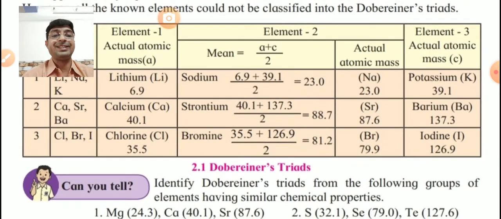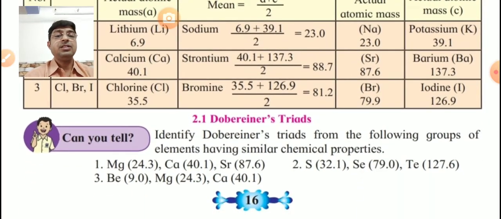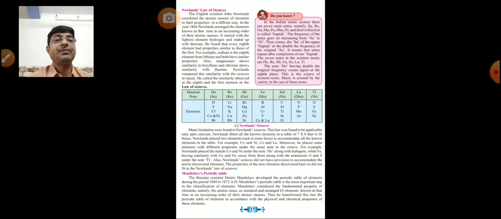In this way, two more examples are given. Some more examples are given for you to find the answer. Identify Dobereiner's triads from the following groups of elements having similar chemical properties. So this is about the first scientist. Now on the next page, the second scientist is given.